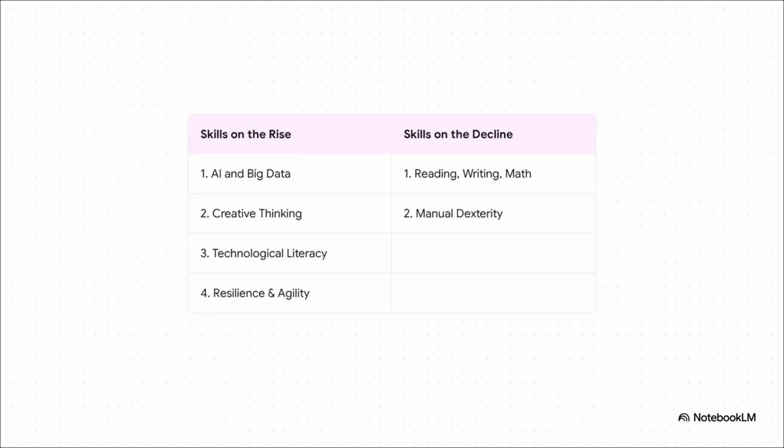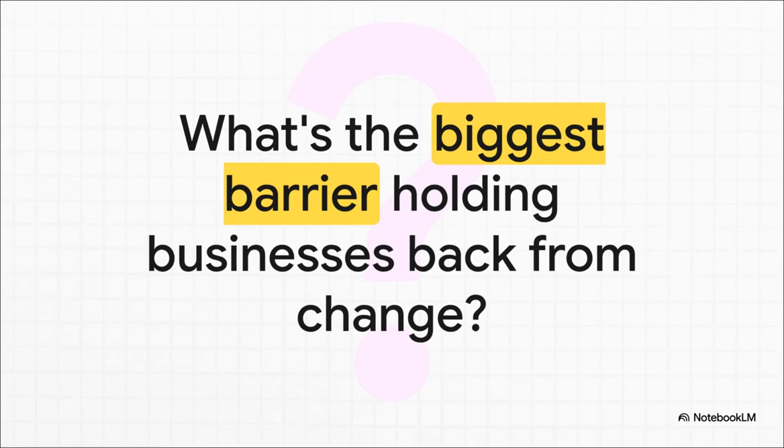So what's valuable now? Well, the skills that are on the rise are this really interesting mix. You've got the hard tech skills like AI and big data, but you've also got these deeply human abilities like creative thinking and being resilient and agile. And what's on the decline? Basic stuff like reading and math and manual dexterity. The kinds of things technology is getting really good at handling for us. Okay, so with all this change and all this disruption, what's the one thing that's holding businesses back from making this transformation happen?